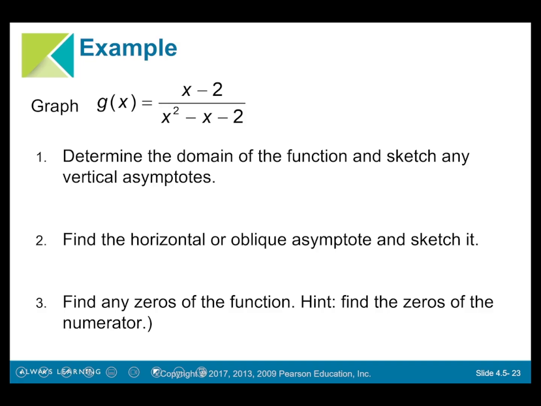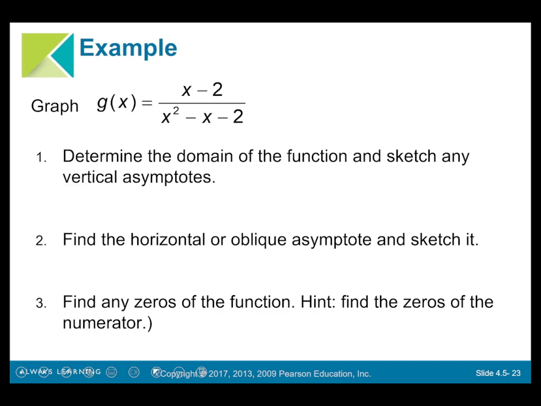So moving on to the next one, let's see another example. Here we have (x - 2) over (x squared - x - 2). We're going to determine the domain of this function and sketch any of its vertical asymptotes, and of course go through the rest of the steps that we have.